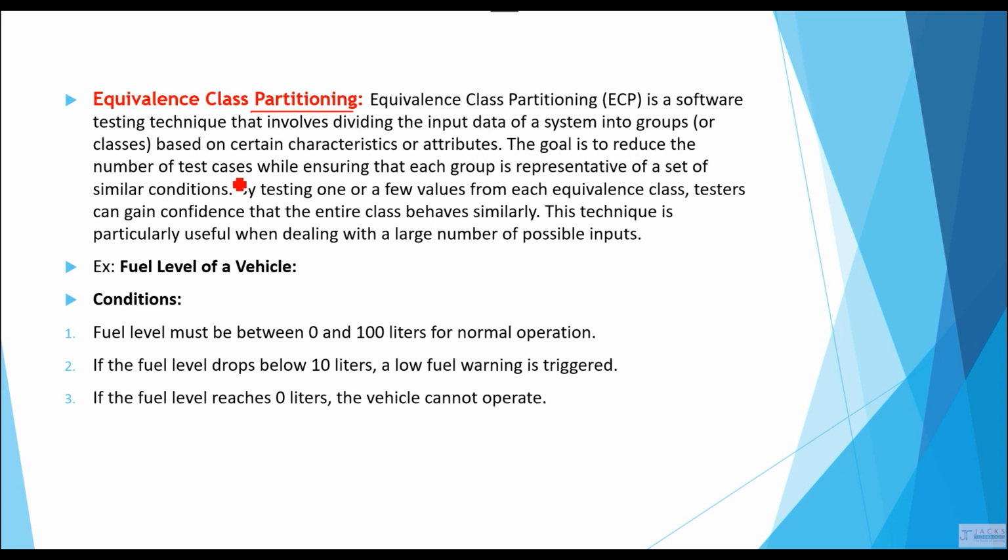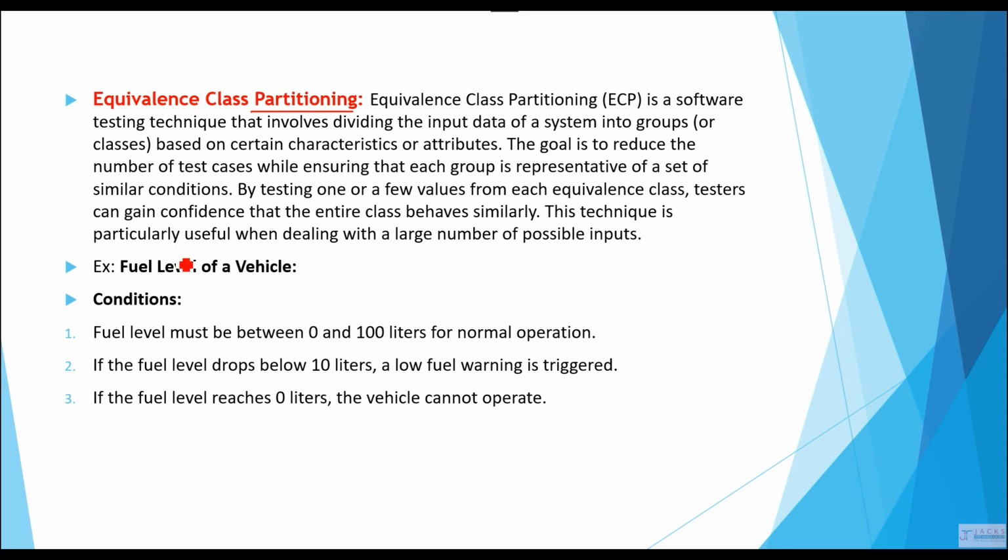The goal is to reduce the number of test cases while ensuring that each group is representative of a set of similar conditions. So each partition shall have similar conditions. For example, if you make the values 0 to 50 one partition, these values should give the same output. I'll explain that. By testing one or a few values from each equivalence class, testers can gain confidence that the entire class behaves similarly. This technique is particularly useful when dealing with a large number of possible inputs.